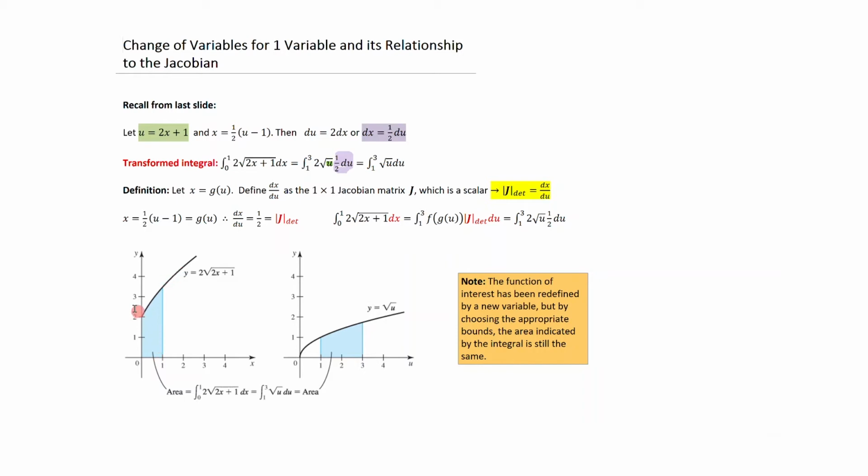It's under the curve. In the transform system, we basically have a function that looks like y equals the square root of u. And this is the area that you're now computing, that's between u equals 1 and 3. If you look at this area and this area, they're essentially the same. However, this was an easier way to solve the problem.